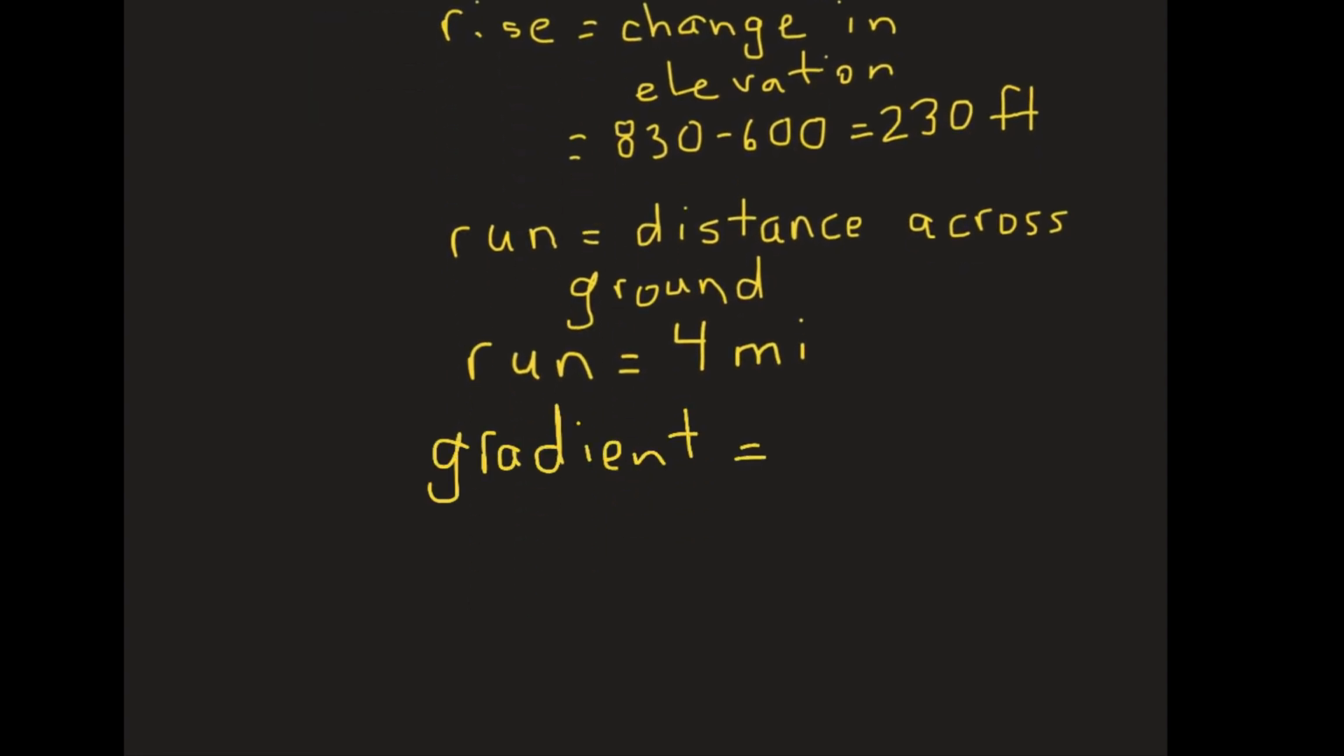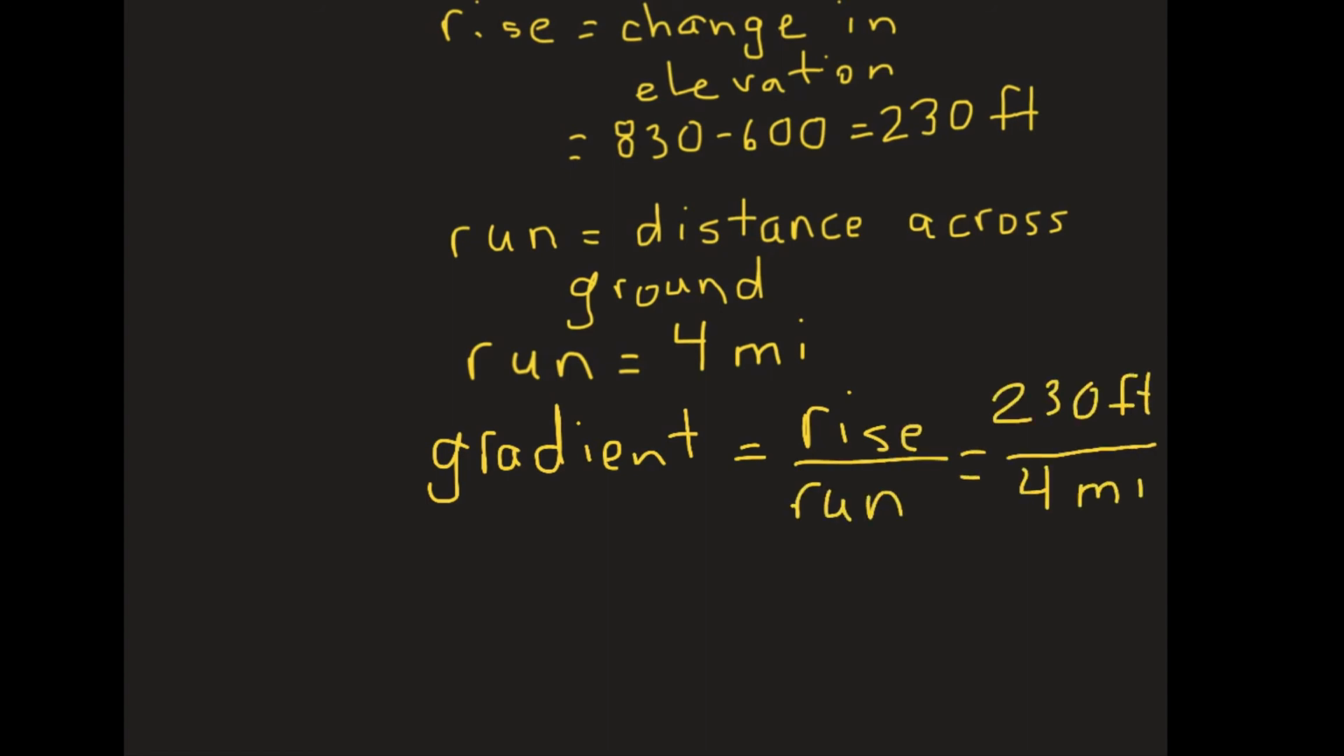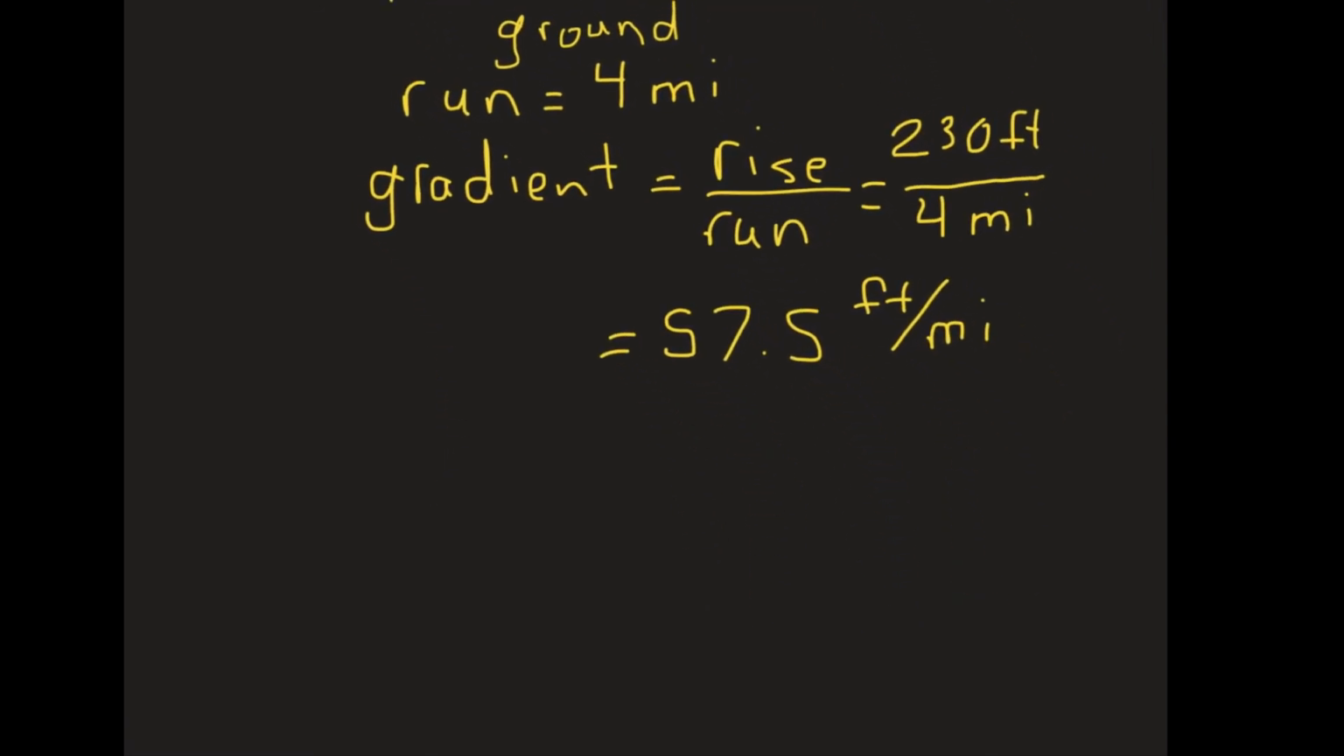Okay, so we've got a rise over run for our gradient. Our rise is 230 feet. Our run is 4 miles. So there's 2 ways we could do this. We can simply do the math and simplify our fraction and leave the units as 5 feet per mile.